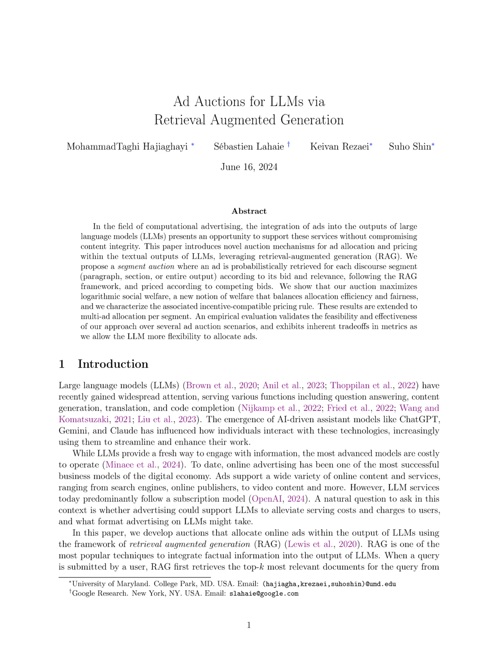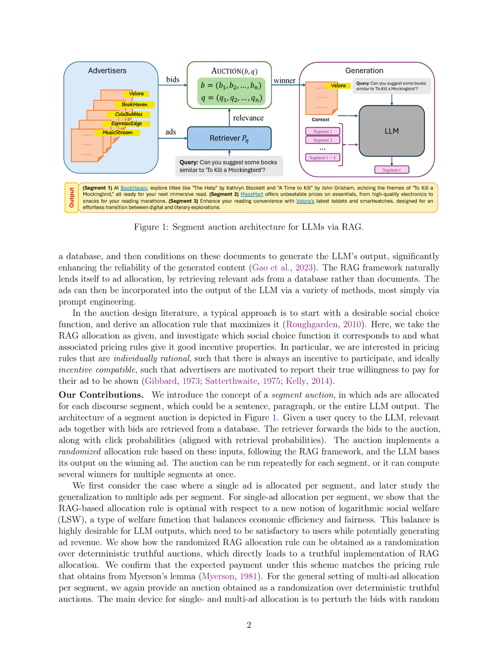The auction mechanism is designed to incorporate relevant ads into the output of LLMs using the Retrieval Augmented Generation (RAG) framework, enhancing the reliability and quality of the generated content. The segment auction ensures that advertisers are motivated to report their true willingness to pay for their ads to be shown, leading to optimal outcomes in terms of social welfare and revenue generation.